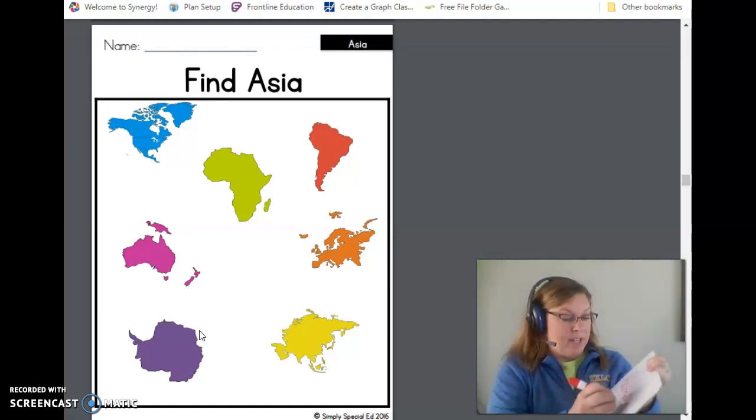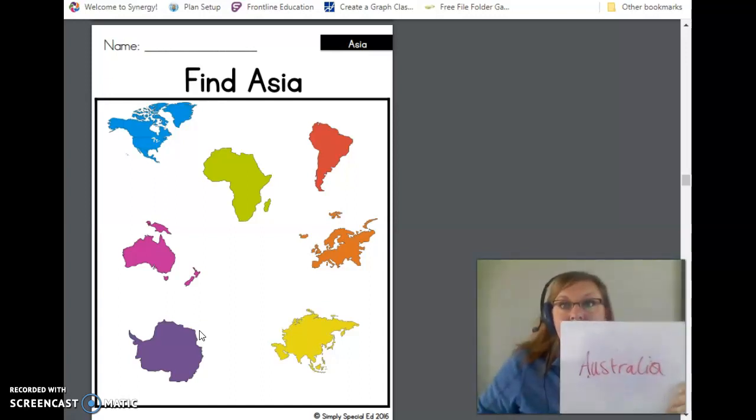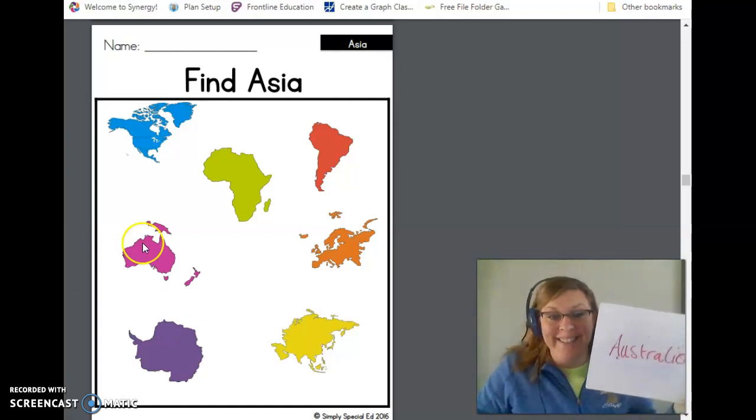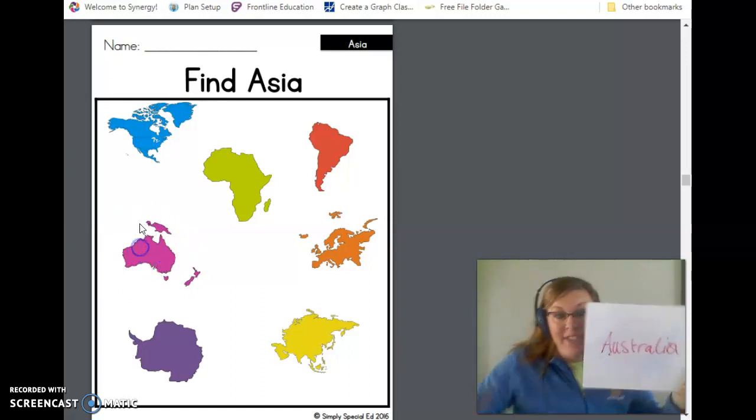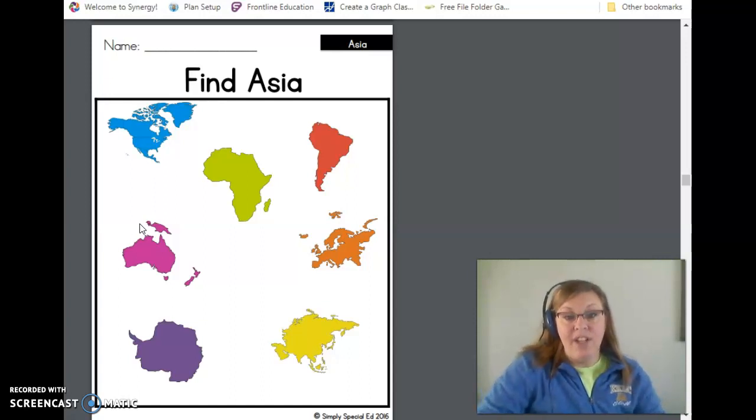And then next, we already found Australia. There we go. Which one is Australia? It's this purple one. Good. Australia. Good job. So now we need to find Asia.